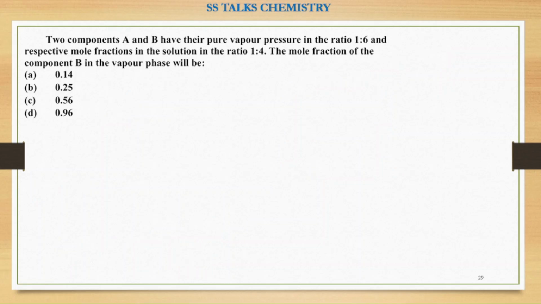The next one we have is this question. Two components A and B have their pure vapor pressures in the ratio 1 is to 6. That means P naught of A to P naught of B is given to us as 1 by 6. And the respective mole fractions in the solution, the XA to XB ratio, is given to us as 1 by 4. We need to find the mole fraction of them in the vapor phase.